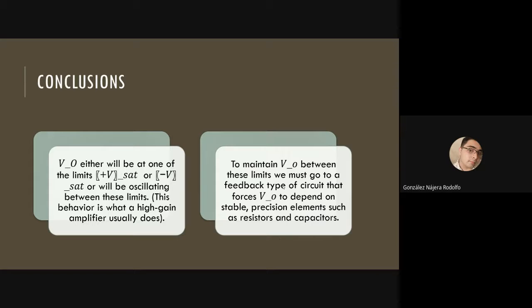In conclusion, VO either will be at one of the limits, positive Vsat or negative Vsat, or will be oscillating between these limits. This behavior is what a high gain amplifier usually does. To maintain VO between these limits, we must use a feedback type of circuit that forces VO to depend on stable precision elements such as resistors and capacitors.